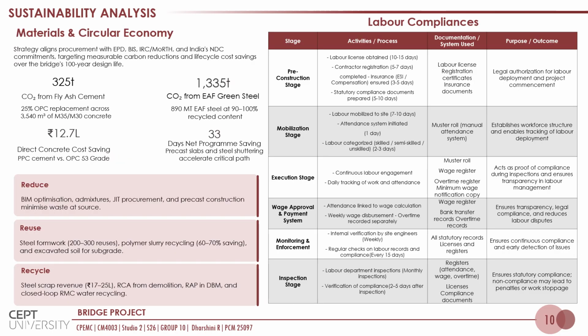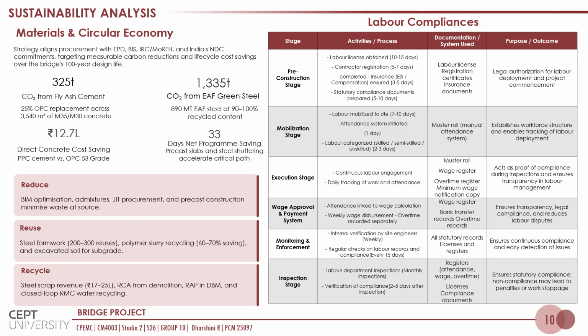This section focuses on sustainability measures under material and labor compliances. The strategies were analyzed under the reduce, reuse, and recycle principle. To reduce material consumption and carbon emission, fly ash blended cement, BIM optimization, precast elements, and just-in-time procurement were considered. Reuse strategies included reusable steel formwork, recycled slurry, and reuse of excavated soil. Recycle strategies included recycled concrete aggregate, RAP in roadworks, and steel scrap recovery.